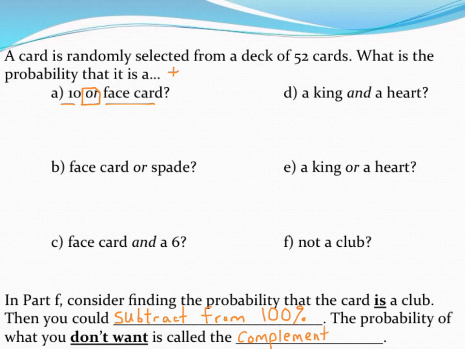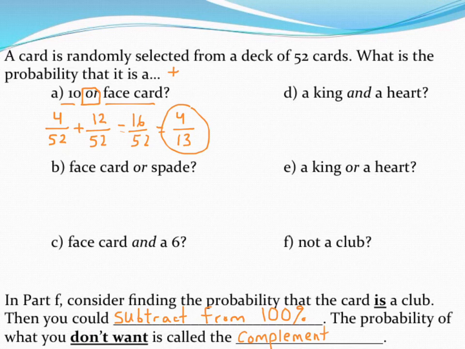So for example, let's take a 10 or a face card. There's no overlap there. A card that I pull out cannot be both a 10 and a face card. So the probability of either of those things happening is the sum of each individual probability. To pull a 10 out, there's 4 10s in a deck out of 52. In addition to that, I want to know about getting a face card. Well, there's 12 face cards, the jacks, kings, and queens of each suit, out of 52. So the probability that one of these things happen is just the sum of the individual probabilities. That gets me 16 out of 52, or if I change that into a fraction, I've got 4 out of 13. Again, I can express that as a fraction, a decimal, or a percentage if I want to.